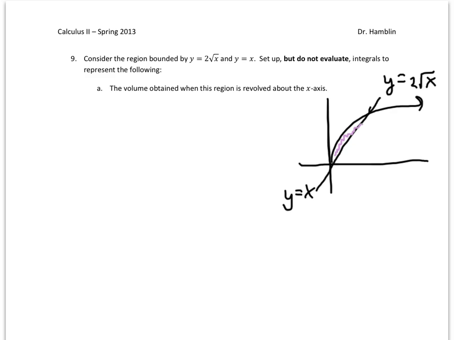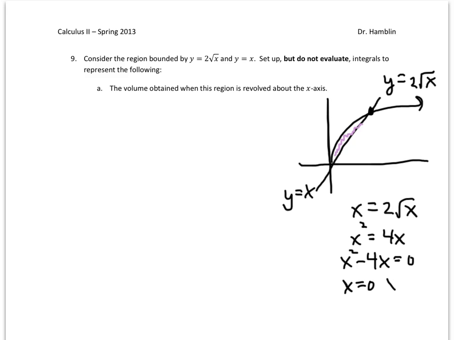It's going to be helpful for us to find this intersection point. So let's go ahead and set these two curves equal to each other. x equals 2 radical x. Let's square both sides. x squared equals 4x. Subtract 4x from both sides, and we get x equals 0, x equals 4. So this point here is 4 comma something, but since one of the curves is y equals x, it's not too hard to figure out that the y-coordinate is also 4.